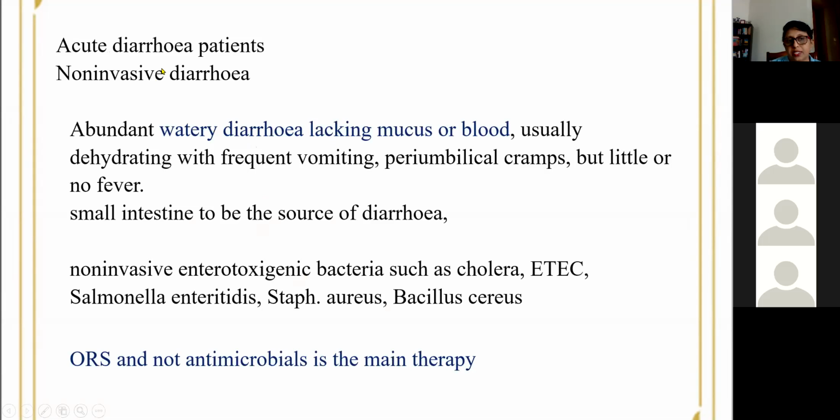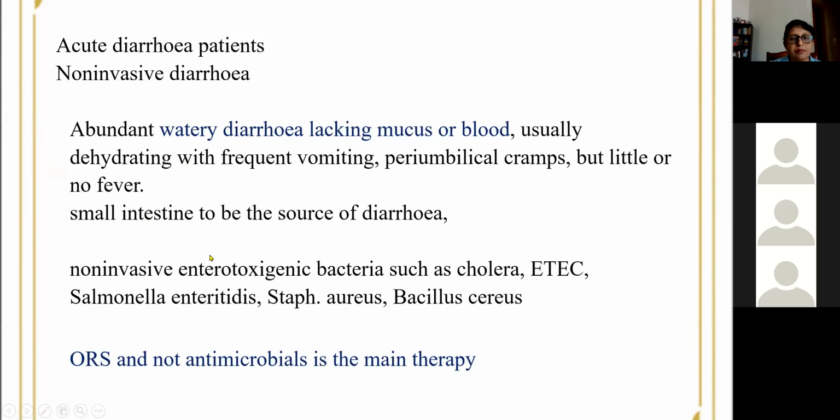Now we will see certain types of diarrhea. Diarrhea can be non-invasive as well as invasive. Non-invasive means there will be watery diarrhea, but no mucus, no blood, and no fever, only watery diarrhea, and there will be frequent vomiting also. If this happens, we can be sure that the source of diarrhea is the small intestine. So there will be watery diarrhea, no mucus, no blood, no fever.